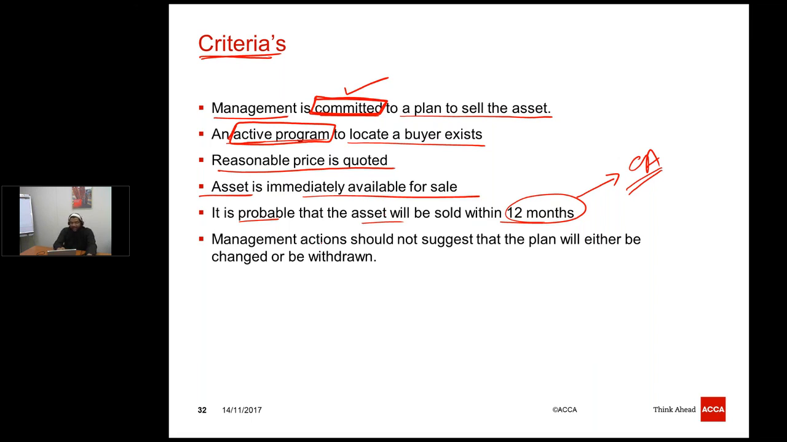And the last point is management actions should not suggest that the plan will either be changed or be withdrawn. So if my actions are showing that I may change the plan, this means I'm not committed. Both the points are actually linked. If my actions show that my plan may change, I'm selling the asset, but I may use it if it is required. So management actions are showing that we may change the plan. No, we are committed. We are going to sell this, but let's see if we would require to use, we will use. So this means that we are not committed. So management actions should not suggest that the plan will either be changed or be withdrawn.